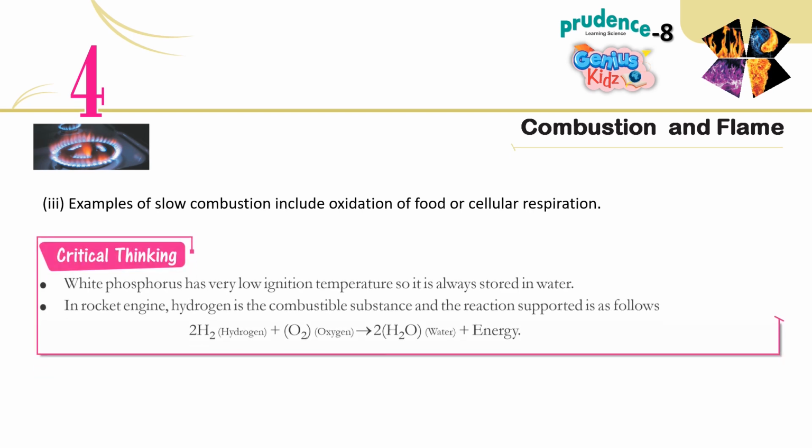Critical thinking. White phosphorus has very low ignition temperature, so it is always stored in water. In a rocket engine, hydrogen is a combustible substance and the reaction supported is as follows. 2H2 hydrogen plus O2 oxygen gives 2H2O water plus energy.